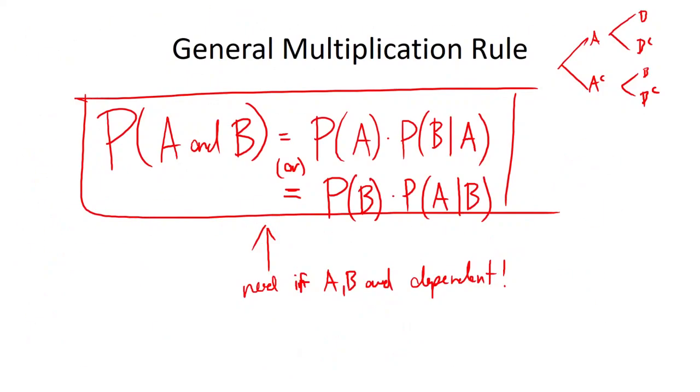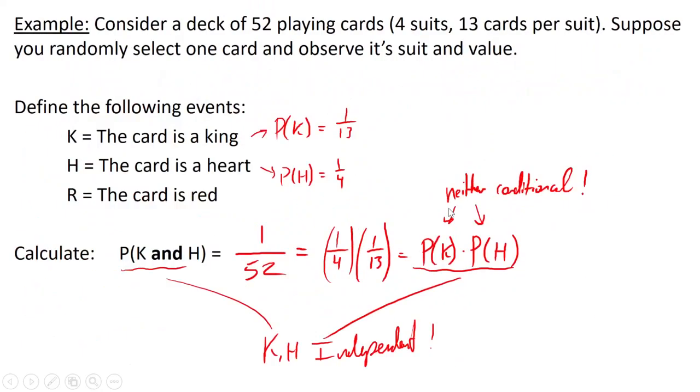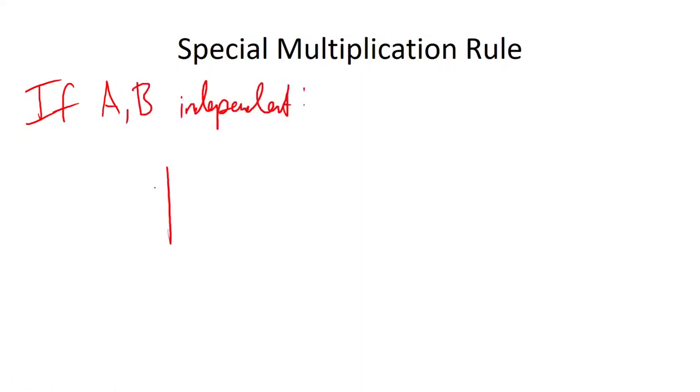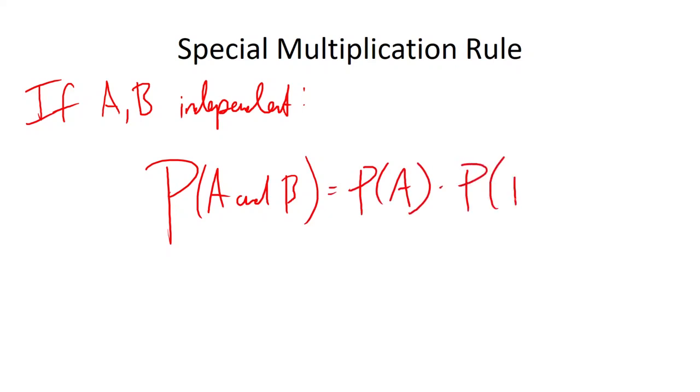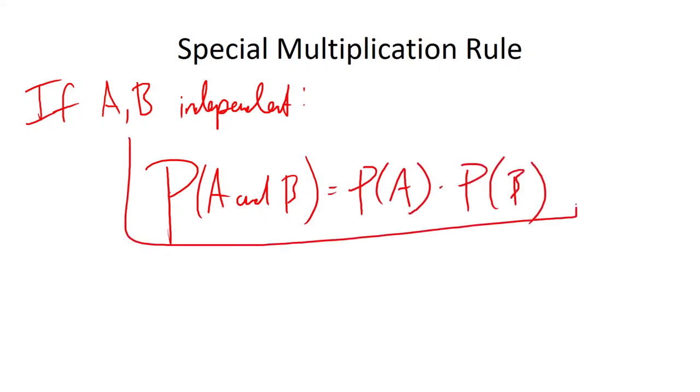So the general multiplication rule says that if you want to calculate an AND probability, you're going to multiply probabilities, but you're going to have to figure out what probability is conditional if they're dependent. But if two events are independent, you don't actually have to worry about that. To calculate the probability of A and B, you just take the probability of A times the probability of B. So there's a special multiplication rule.